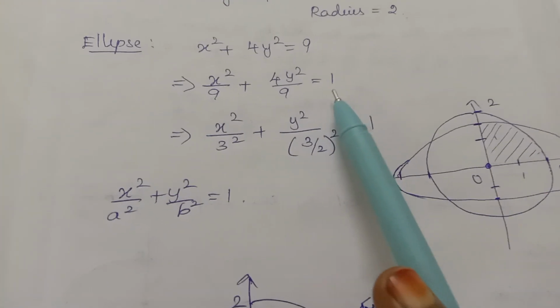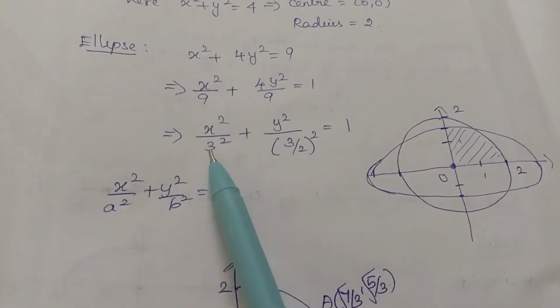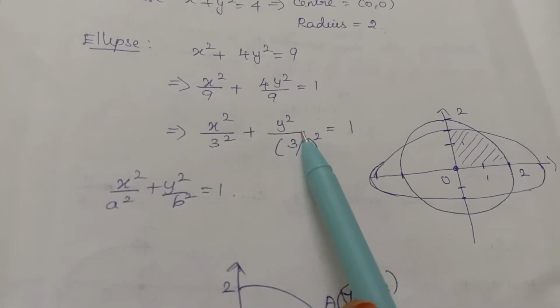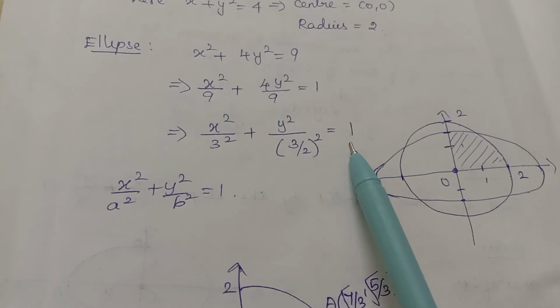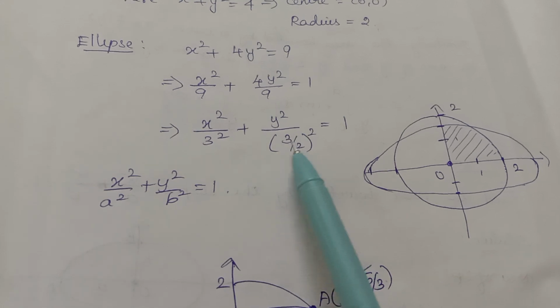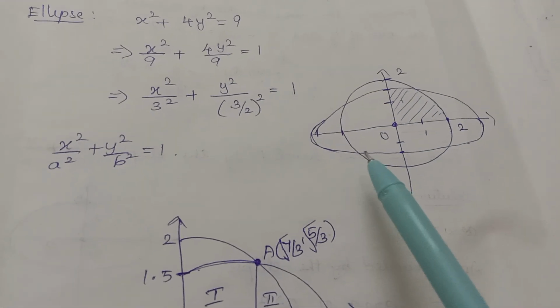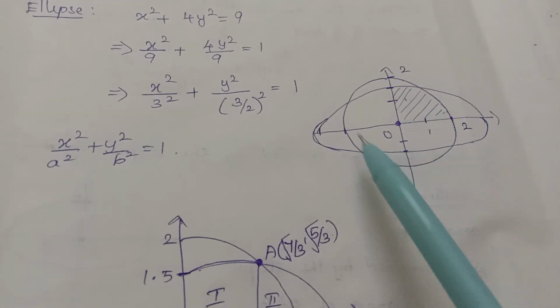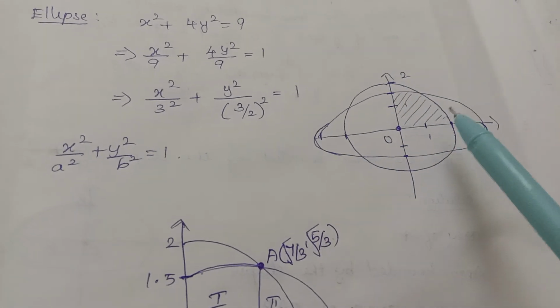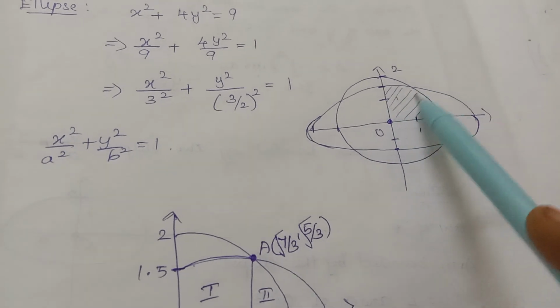In order to find the major axis and the minor axis values, rewrite this equation. So x square by 3 square plus y square by 3 by 2 the whole square equal to 1. So the major axis is 3 and the minor axis is 3 by 2. Okay, right? So this is the ellipse. I couldn't get the figure correctly, so adjust with my figure. This is the ellipse and this is the circle. Somewhere they cut here at this point. Under this is the shaded portion.